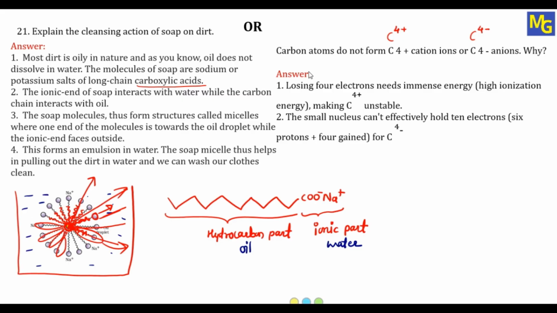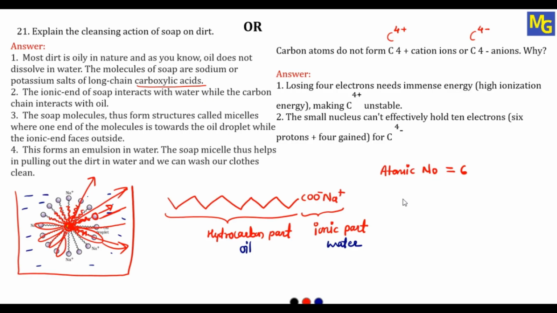The answer is very simple for this. So see here, carbon cannot form C4+ or C4-. Carbon cannot form anion and cation. Carbon always shares electrons and forms covalent bonds. This we have already studied in our Carbon and its Compounds chapter. Why it is so, that we have to answer. So see here, the atomic number of carbon is 6. I will write it here. Atomic number of carbon is 6.